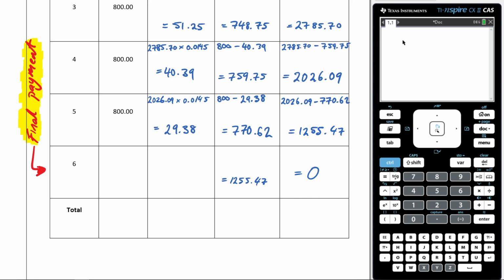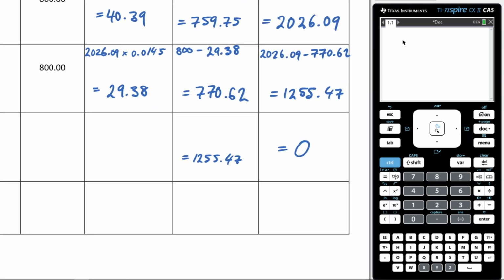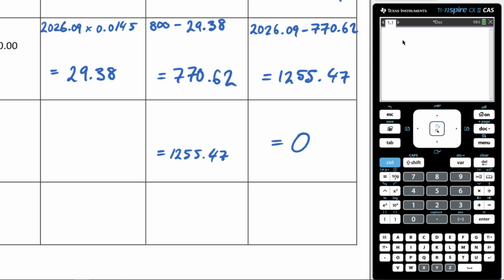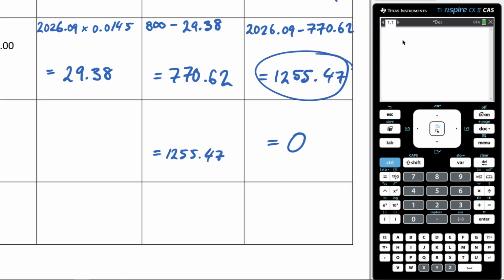The next thing that we need to figure out is the amount of interest that we've generated in this final quarter. So to do that, it's exactly the same as what we've done previously. You take the previous balance, so 1255.47, and you multiply it by the interest rate, so 0.145. And if we do that, what we're going to end up with is $18.20.